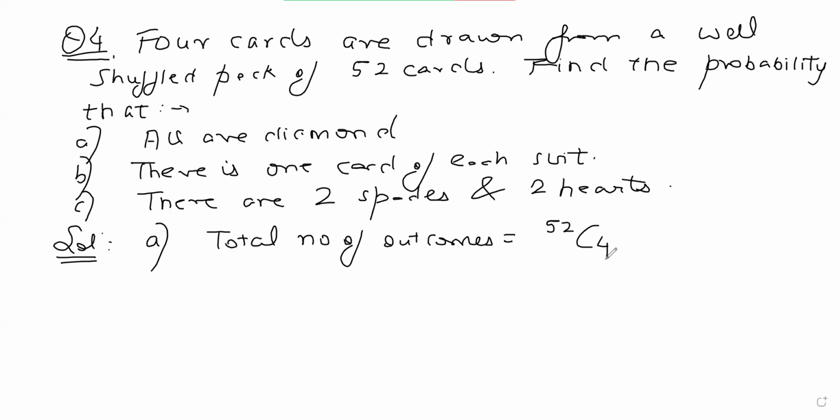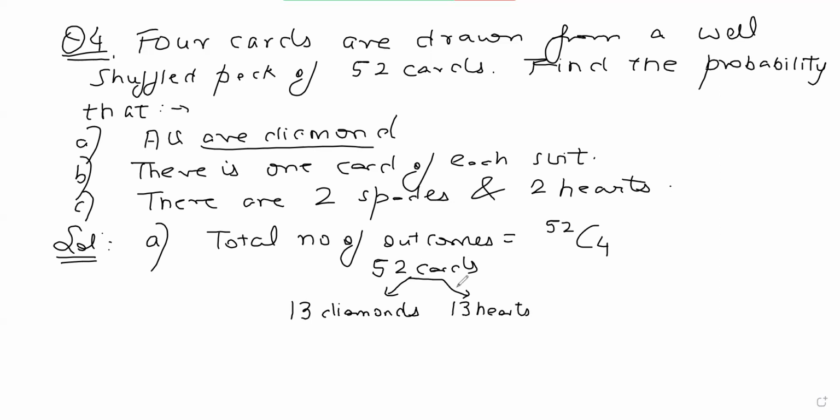Then I can now look at the probability of getting a diamond. How many diamonds do we have? Out of 52 cards, we have 13 diamonds, 13 hearts, 13 clubs, and 13 spades. In a well shuffled pack of 52 cards, we have 13 diamonds, 13 hearts, 13 clubs, and 13 spades.